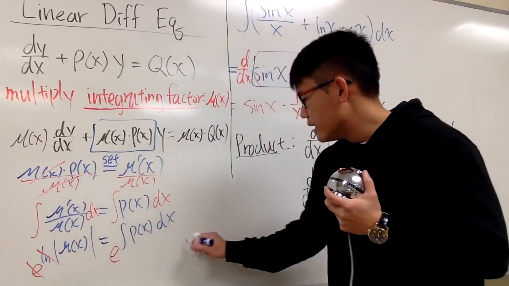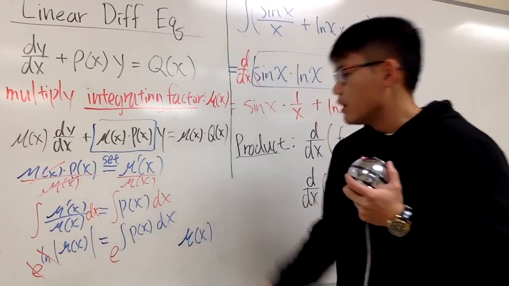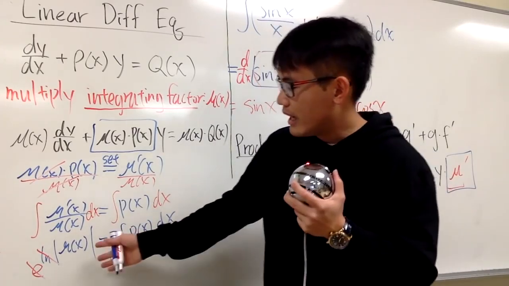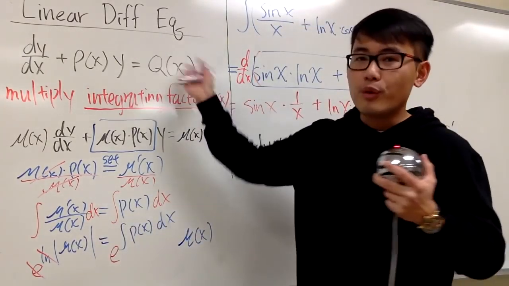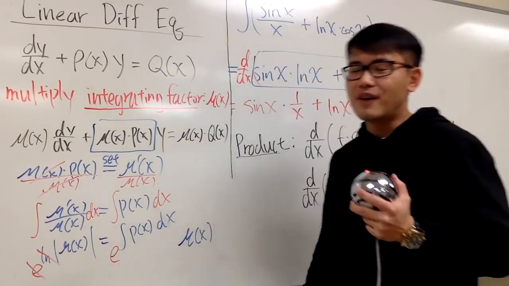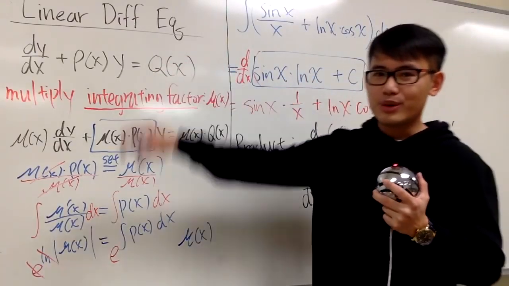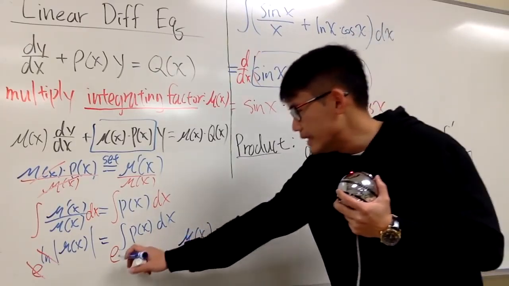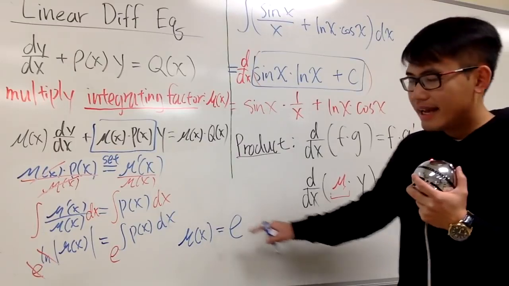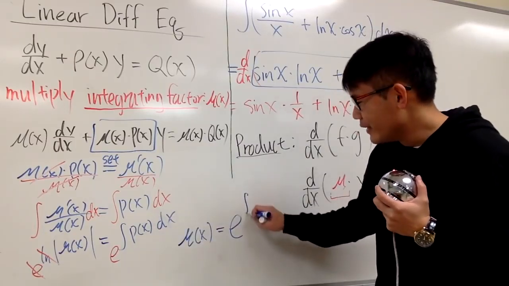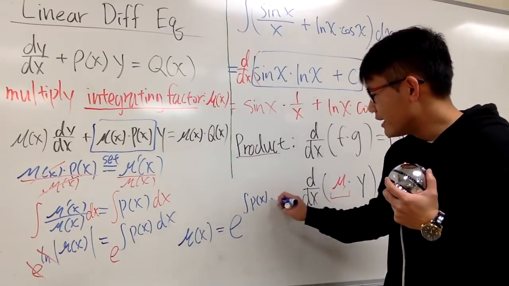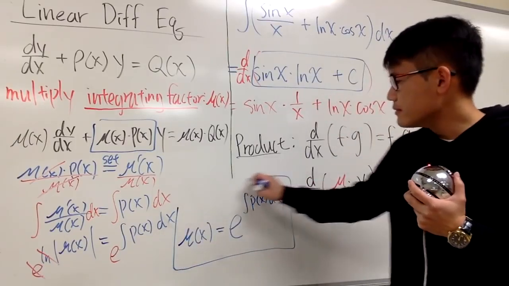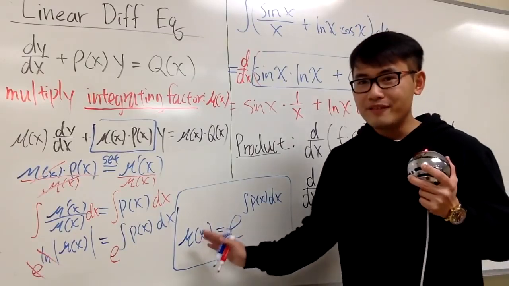To get mu of x, you don't even need to worry about the absolute value because once again, you can have a positive or negative function. Both of them will work. You just need to have one function to make things work. So let me just write down mu of x. This is equal to e, okay? And the power is an integral. You have to integrate p of x dx. This is how you are going to find out what that integrating factor is.